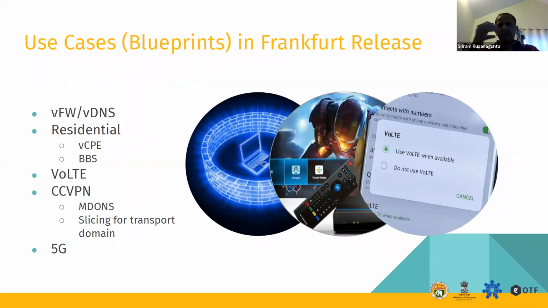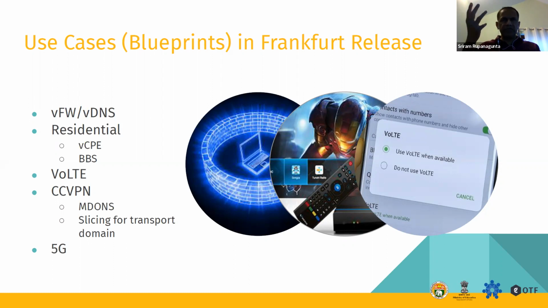So now let's talk about some of the use cases. Even though it talks about Frankfurt release, it's applicable to all the releases. Some of them are applicable directly for telcos. Some are generic and can be used by enterprises for other applications. For example, there's a virtual firewall and virtual DNS, which is a standard. It's an open source version, which is present in ONAP. So this is probably the easiest one that somebody can try out if they want to start using ONAP.